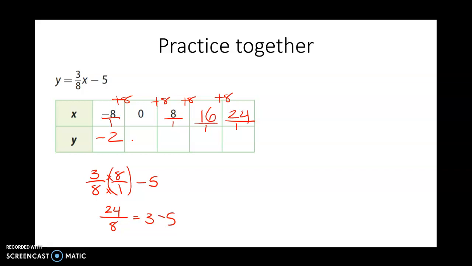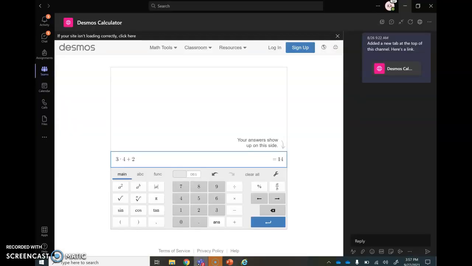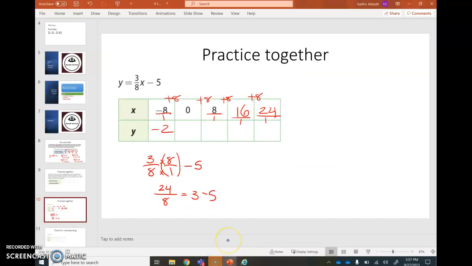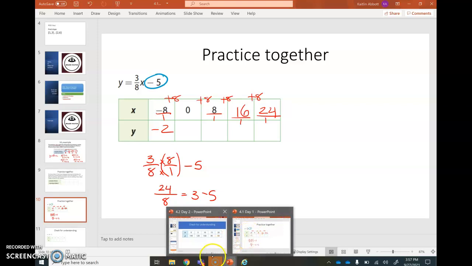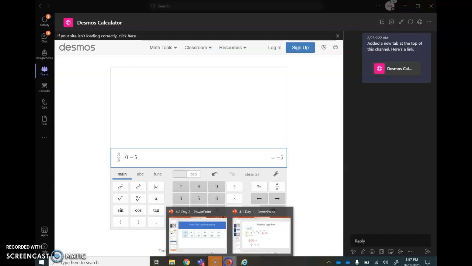So now we got 3 minus 5, which is negative 2. But say you don't like fractions, please go to the Desmos calculator. We got 3/8 x minus 5, and our next number is 0. So delete. Here is your fraction button. Click fraction. We got 3 on top, 8 on the bottom. Make sure you press the arrow to move it over so that it's not under your fraction. Then we're going to press times, and our next number is 0. And don't forget, minus 5. And our answer is negative 5.